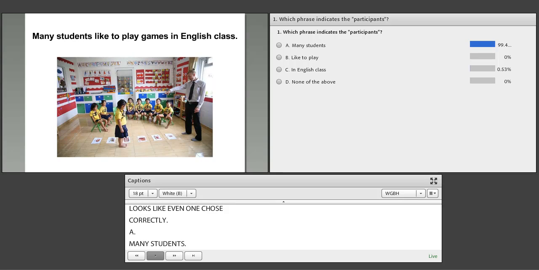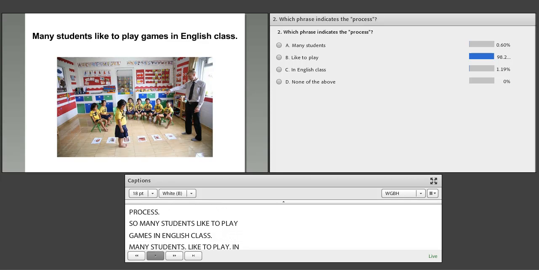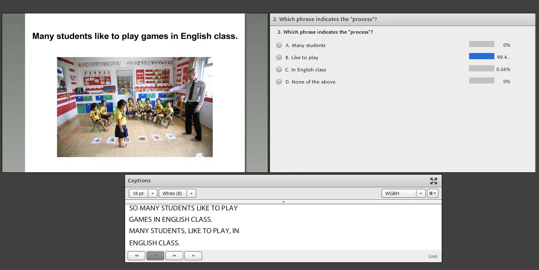Let's look at the process. Which phrase indicates the process? So, many students like to play games in English class. Many students, like to play, in English class, none of the above. Yes, like to play. Excellent. And again, we're taking chunks of language rather than breaking it word by word.